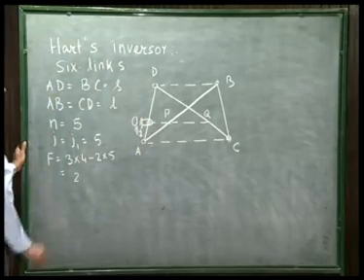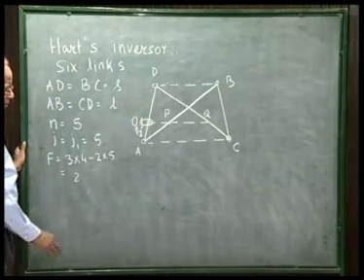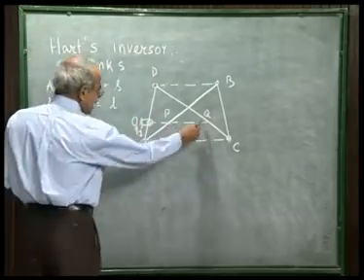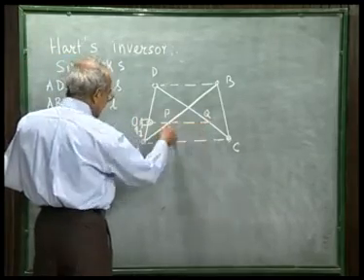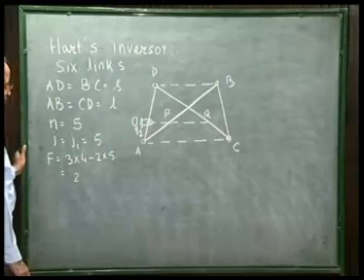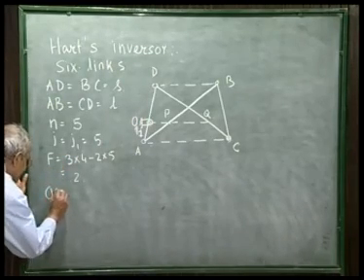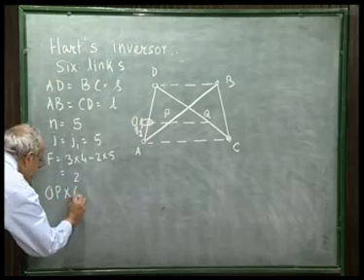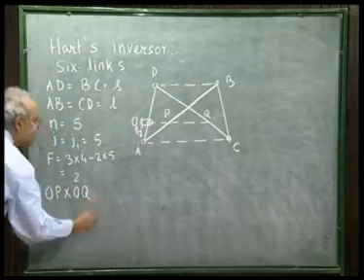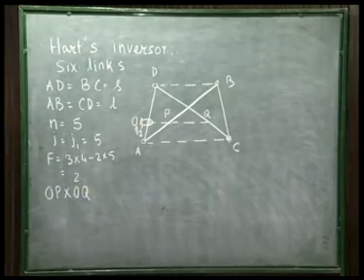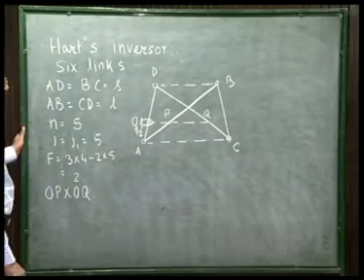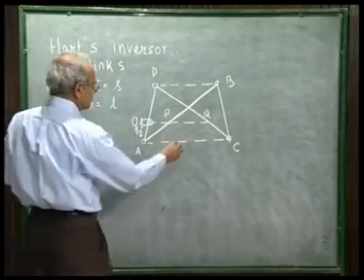So, one condition of the inverser is being satisfied: P and Q move, but PQ, the line, always passes through the point O. Not only that, we will be able to show that whenever this figure is deformed, OP into OQ remains constant. To prove that, let me proceed as follows.